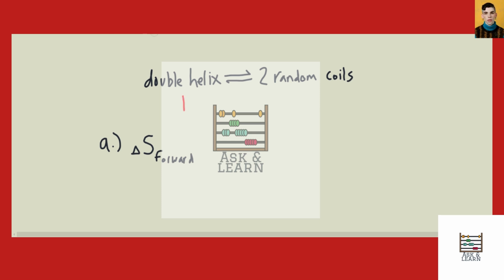one molecule of DNA, a double helix, two strands bonded together, to two separate strands. So we increase the number of molecules and therefore increase molecular complexity and randomness. And that means that to go in the forward direction for this reaction, we increase entropy. And that's why the change is going to be positive.